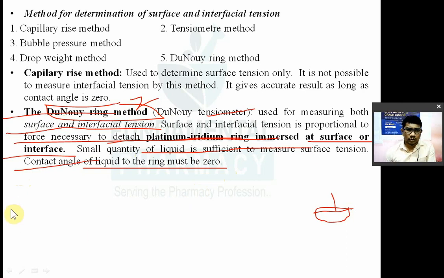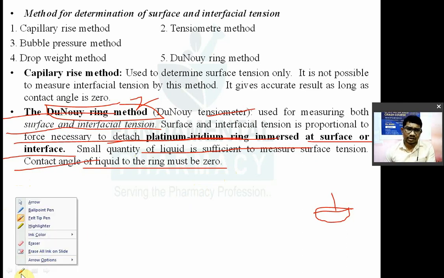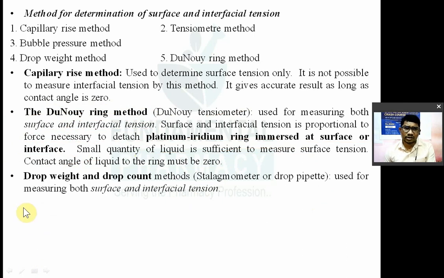So Dunoy ring method. पहला है capillary rise method, second है Dunoy ring method. Third one is nothing but the drop weight and drop count method. ये अलग अलग. Drop weight method is different. Drop count method is different. So we are going to see these methods in detail tomorrow. But before that, what is important for GPAT? So capillary rise method most accurate होता है. Right? You have to remember this.